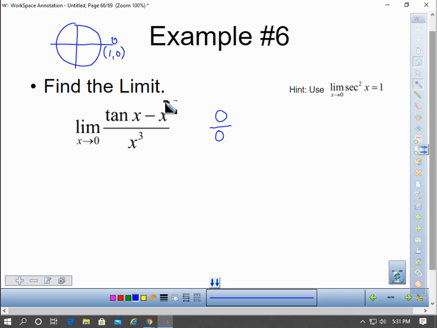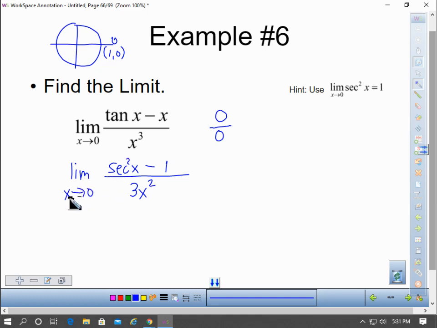So what do you do? You take the derivative. Do L'Hopital's rule. You don't do quotient rule. You're doing the derivative of the top and the derivative of the bottom. All right, so the derivative of the top, the derivative of tangent is secant squared. And then minus the derivative of x is 1. And then the derivative of x cubed is 3x squared. So there we go.